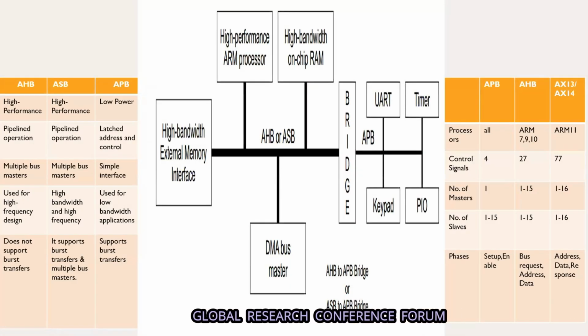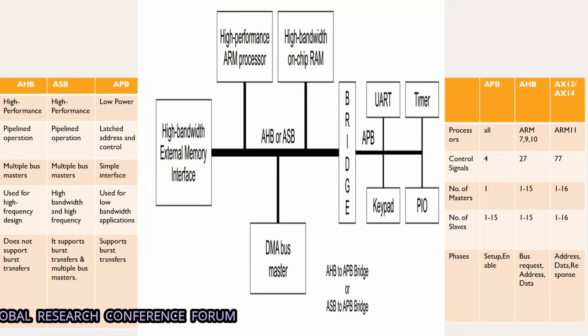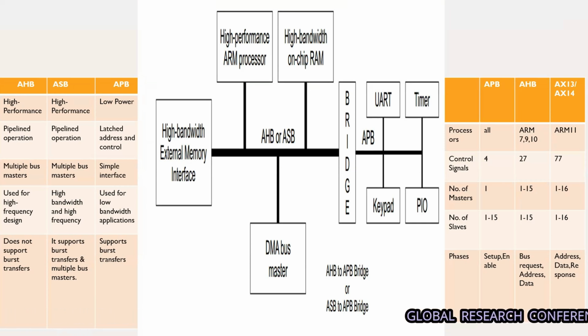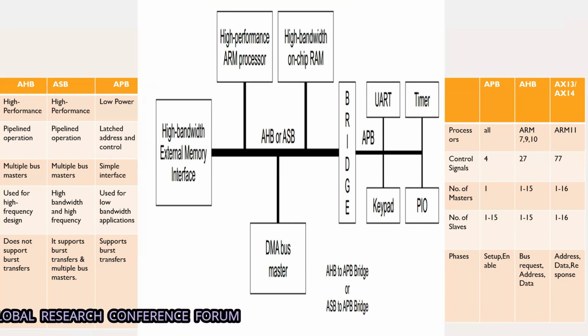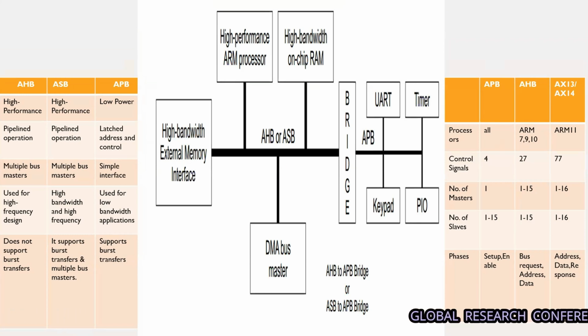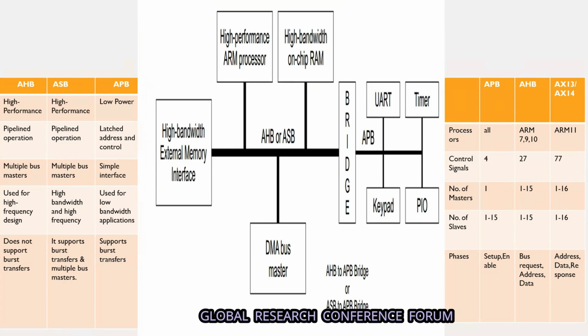For example, in this diagram, as we can see, the AHB or ASB is the advanced high peripheral bus. This bus is connected to the CPU and the ARM processors. While APB is connected to the low cost, low bandwidth peripherals such as UART, timer, keypad, and PIO. It basically acts as a bridge between these two types of protocols.